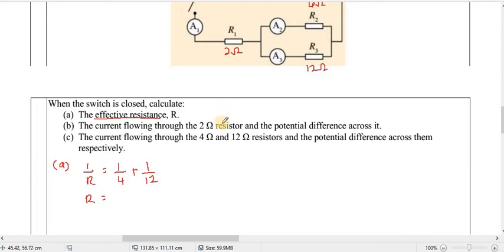Come on. How much you get? Thank you. 3 ohm. Okay, you get 3 ohm.